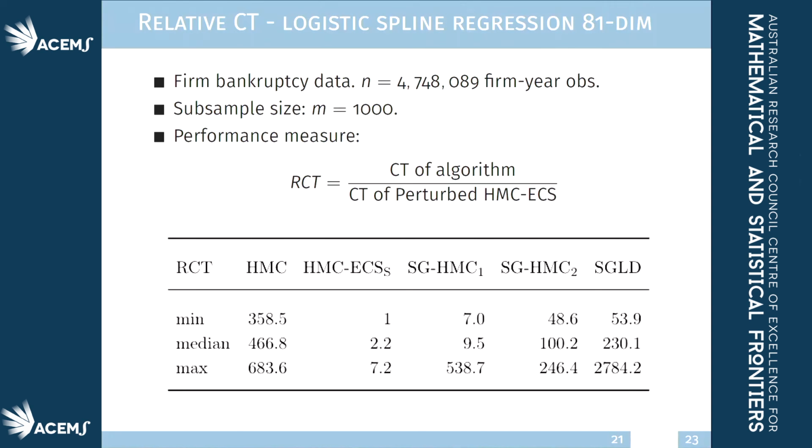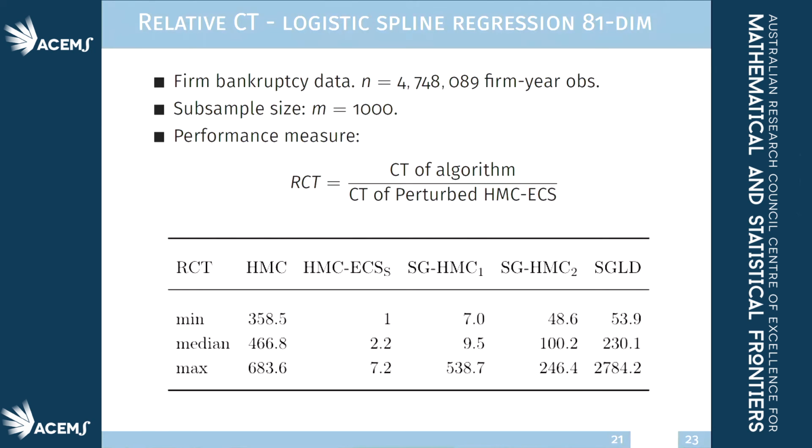So the relative computing time, our performance measure, is the computing time of our approach versus the computing time of what we call the perturbed Hamiltonian Monte Carlo with energy-conserving subsampling. That's another version of the work we've done that has now appeared in JASA. There we get a good approximation, but it's not exact. So now we look at an 81-parameter logistic regression.